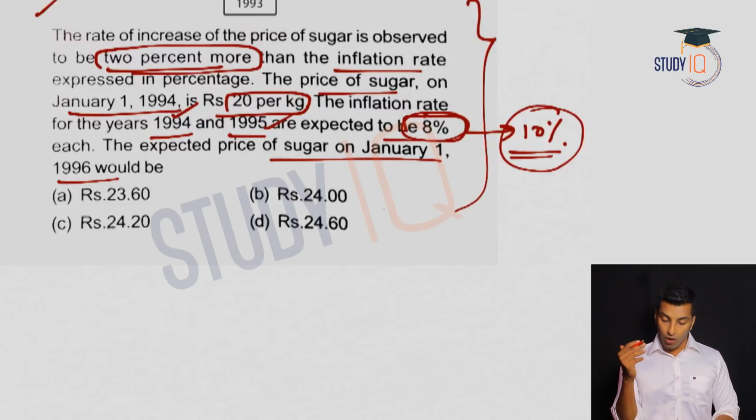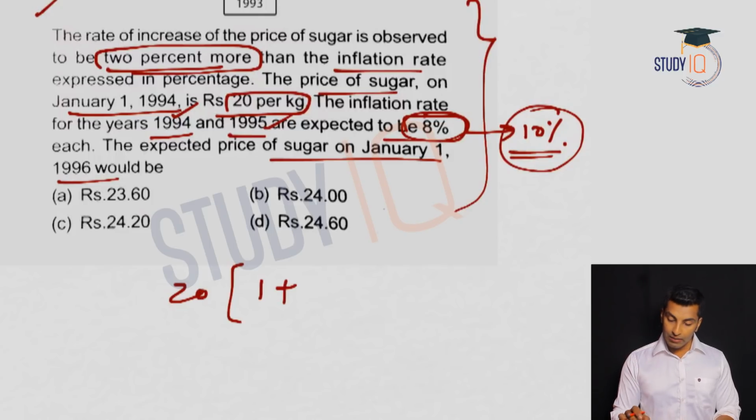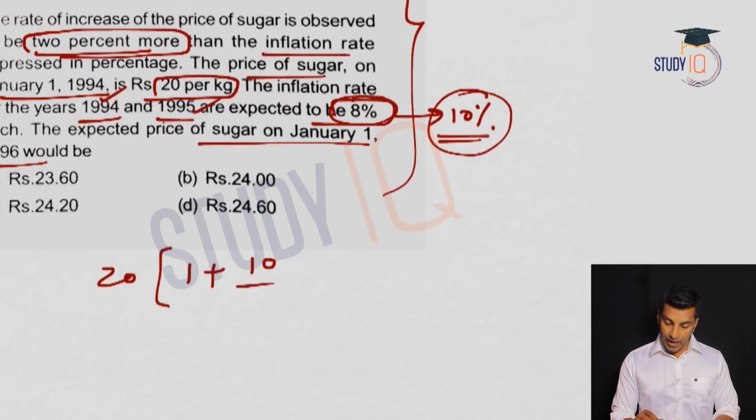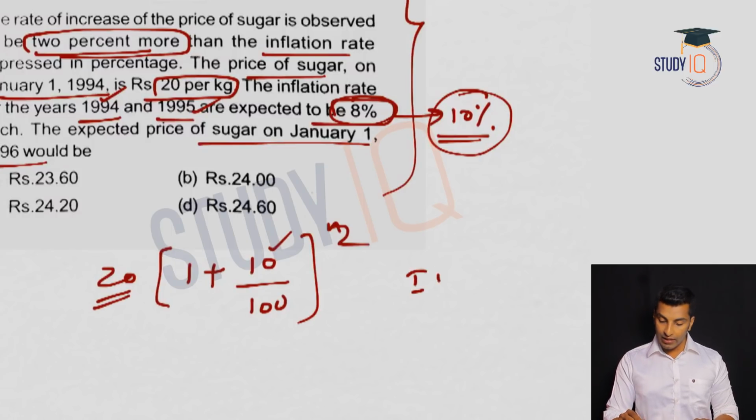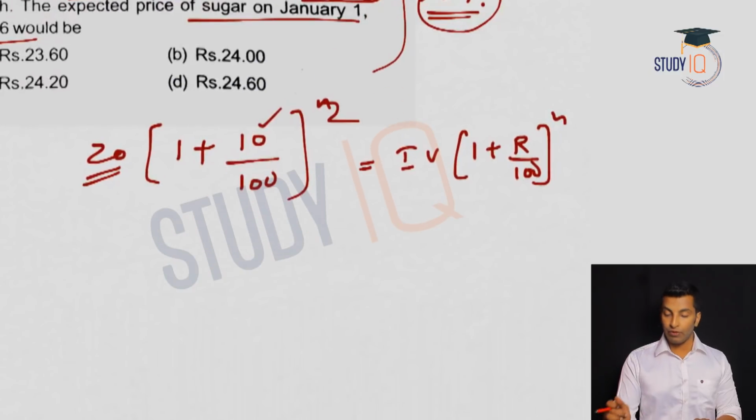The sugar rate on Jan 1 96 will be the sugar rate on Jan 1 94 into, you know that formula, right? So the sugar rate on Jan 1 94 is 20 into 1 plus, what is the increase? 10 by 100 raised to n. n here is 2, 94 to 96. So this is easy, right? Because this is the rate of change. Okay, so this is the initial value. So basically initial value into 1 plus r by 100 raised to n formula. This is the application of that formula that we have learned.